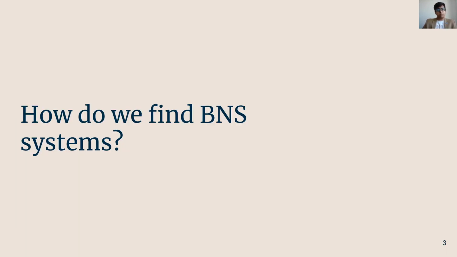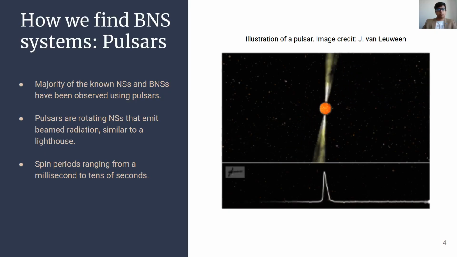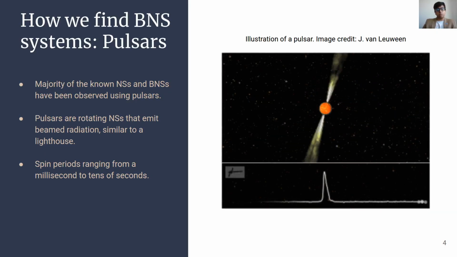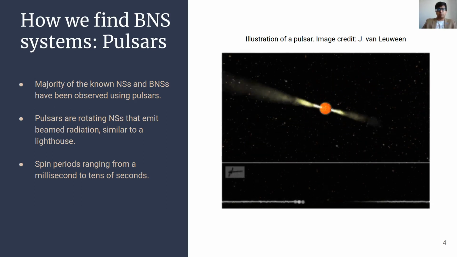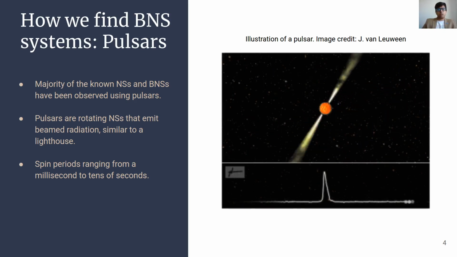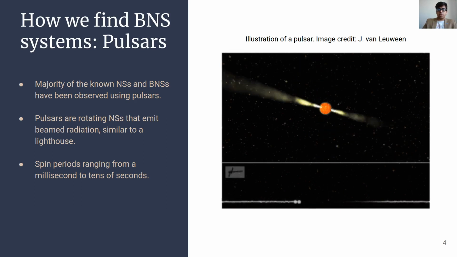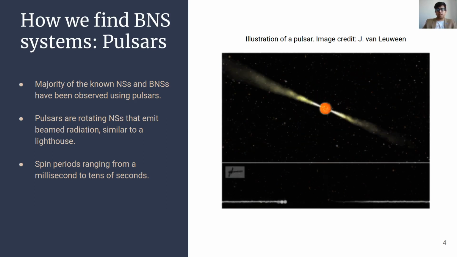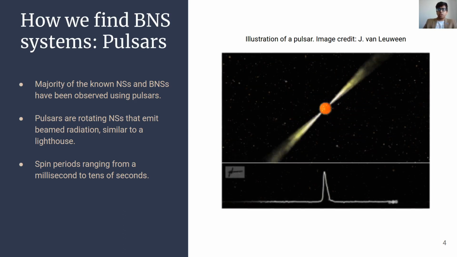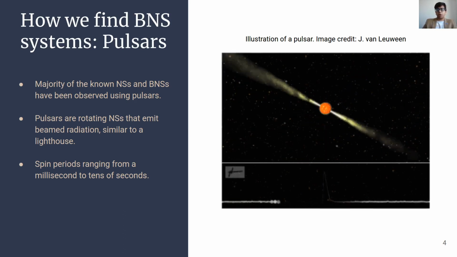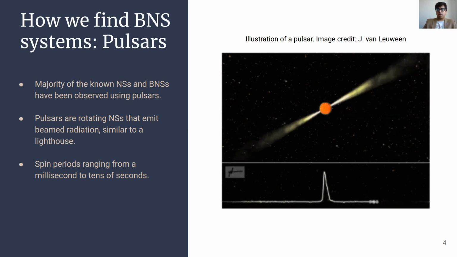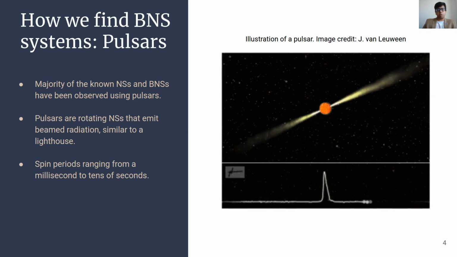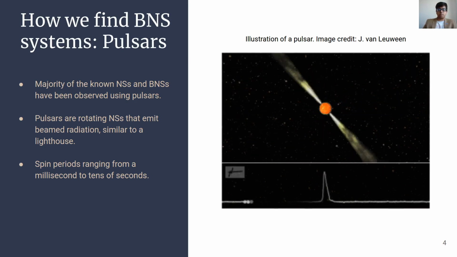So how do we find binary neutron star systems? We find them by using pulsars. A majority of the known neutron stars and binary neutron star systems have been observed using pulsars. Pulsars are rotating neutron stars that emit beam radiation in a fashion similar to a lighthouse. And this is shown in the illustration on the right hand side, where as the beam radiation crosses our line of sight, we see a bright pulse of emission as shown on the bottom panel. The spin periods for pulsars typically range from about a millisecond to a few tens of seconds.